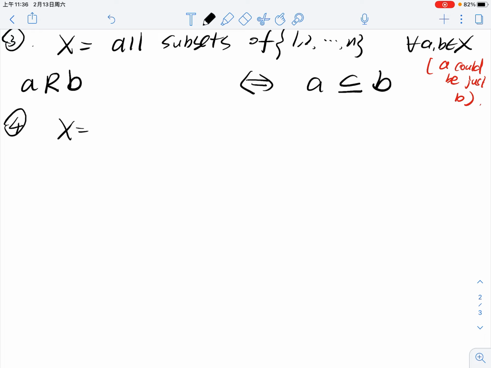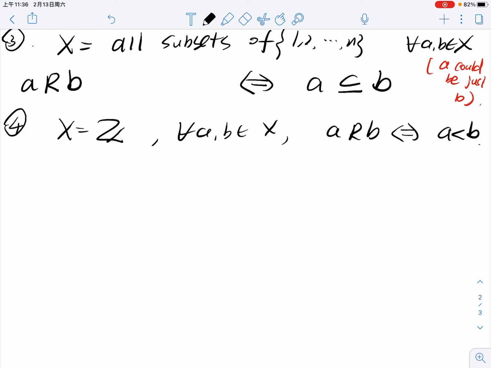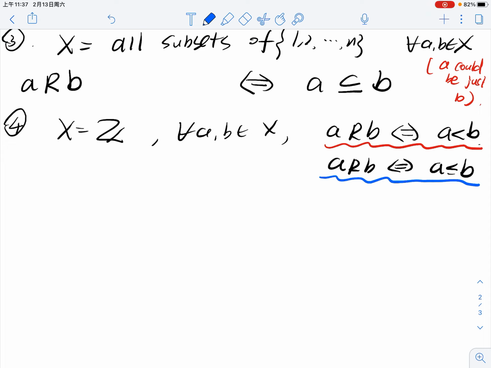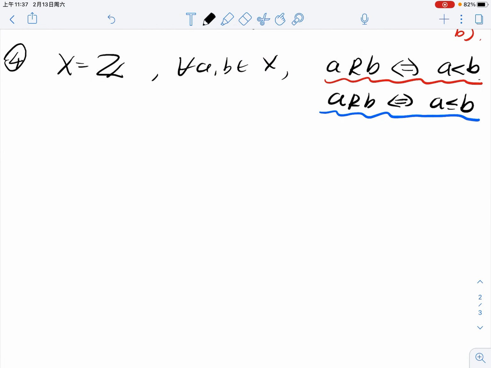And fourthly, suppose X is the set of all integers, and we can define the relation just by comparing their magnitude. As we said before, this relation can be very weird because we don't have any restriction on R. So when you define it to be less than or equal to, there will be a different relation on the set of integers. It's also possible. It's also allowed.